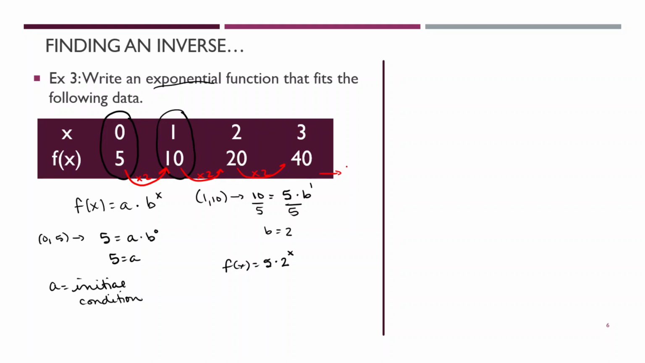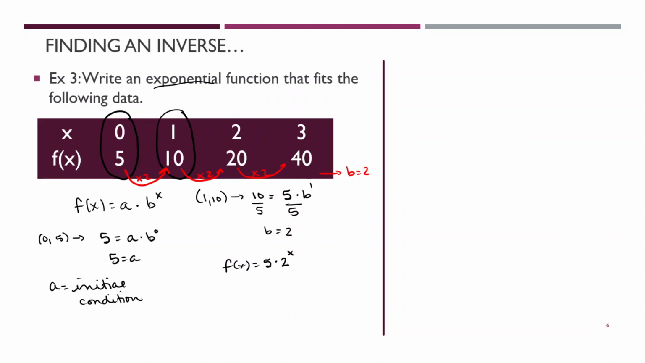So that tells me that my b is 2. Anytime we have that common multiplier like that, it's forming an exponential, and that is my base. So even if I didn't know the 0 condition to get a, I can see what the b is, and then once I know b, it's easy to find the a.